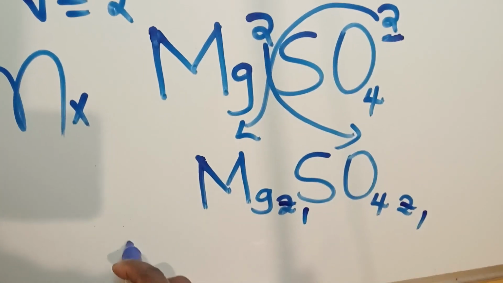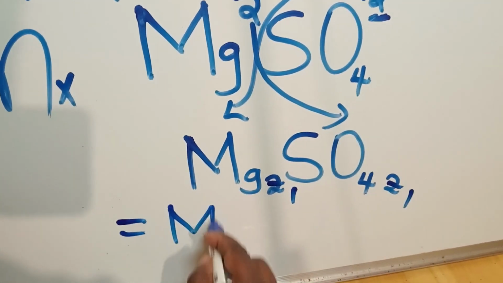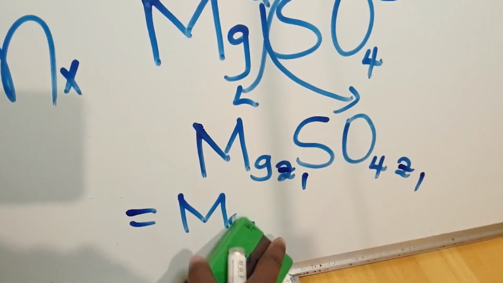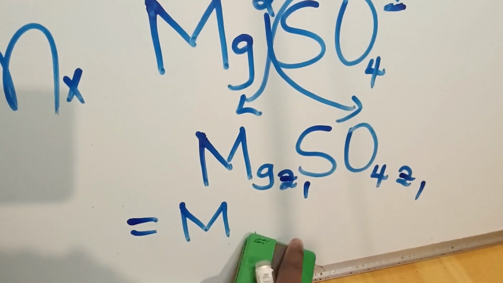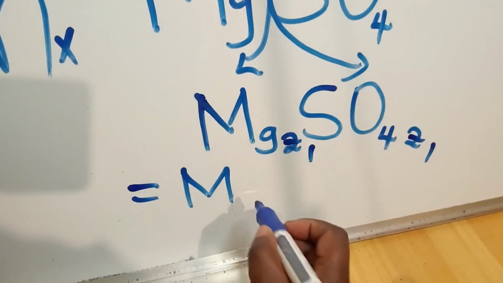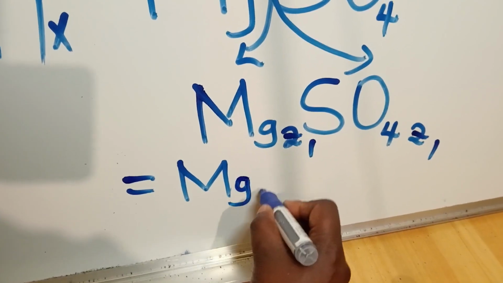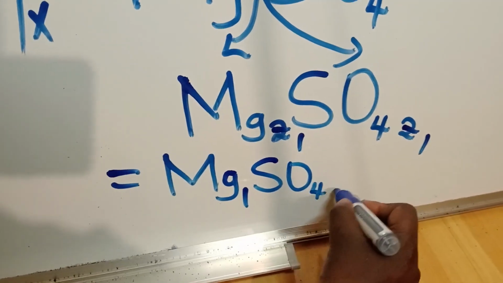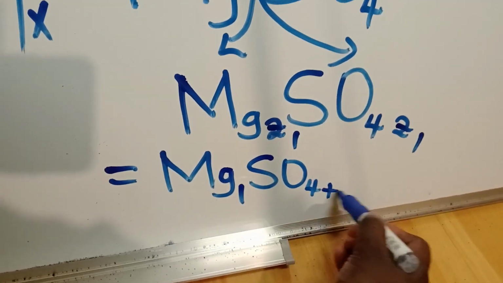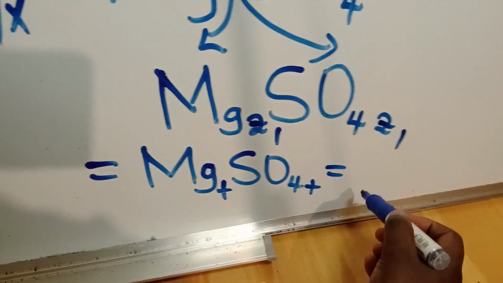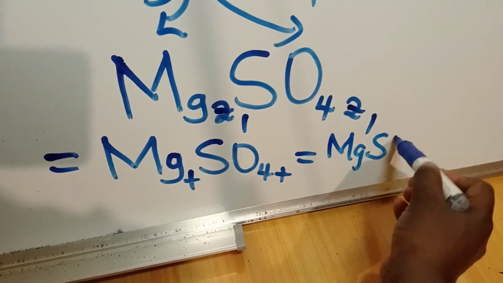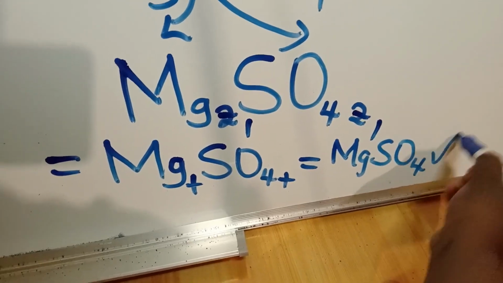So we end up with Mg with 1, and remember we should have a safe distance between the letters. So 1, this 1, then the sulfate with the 1, and then we cancel out the 1, so it becomes MgSO4. That is the formula.